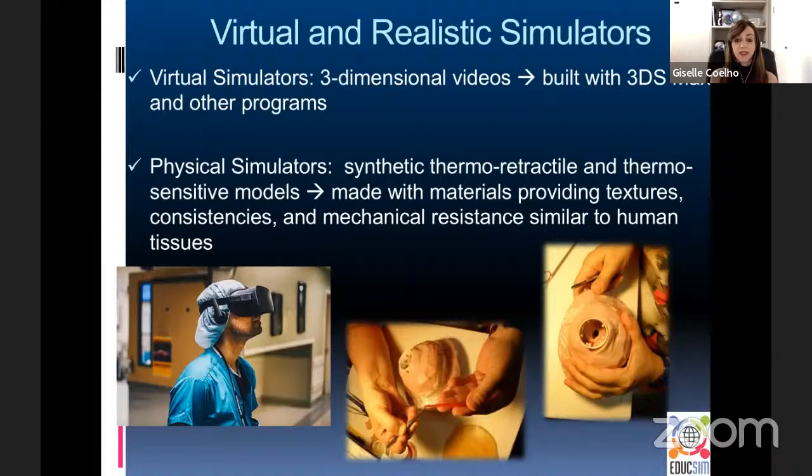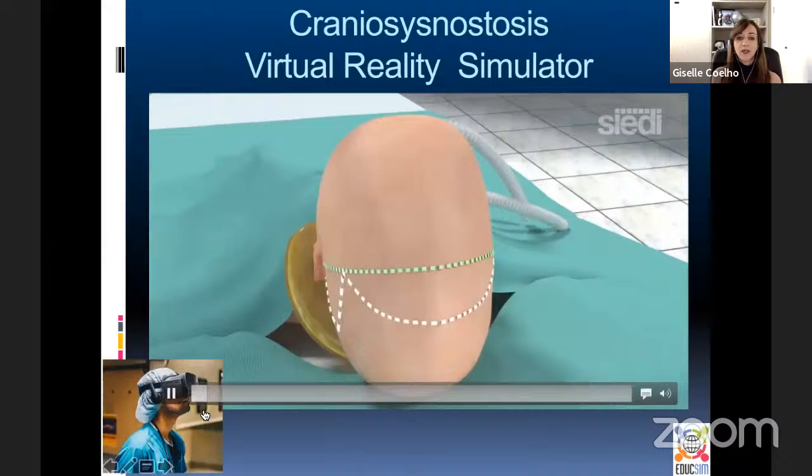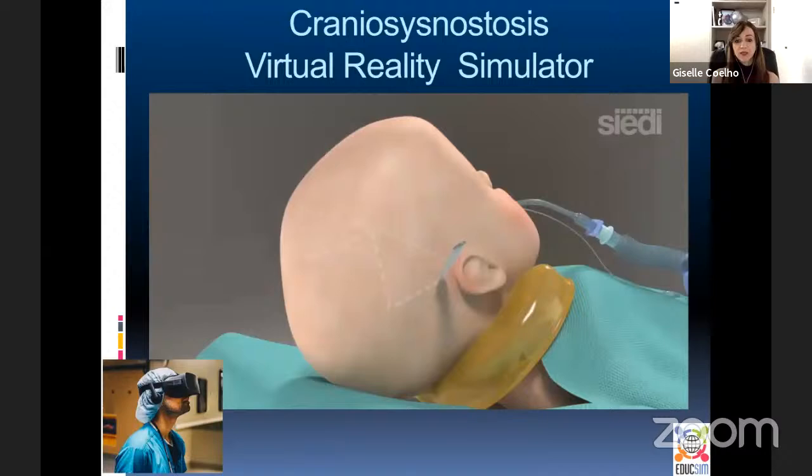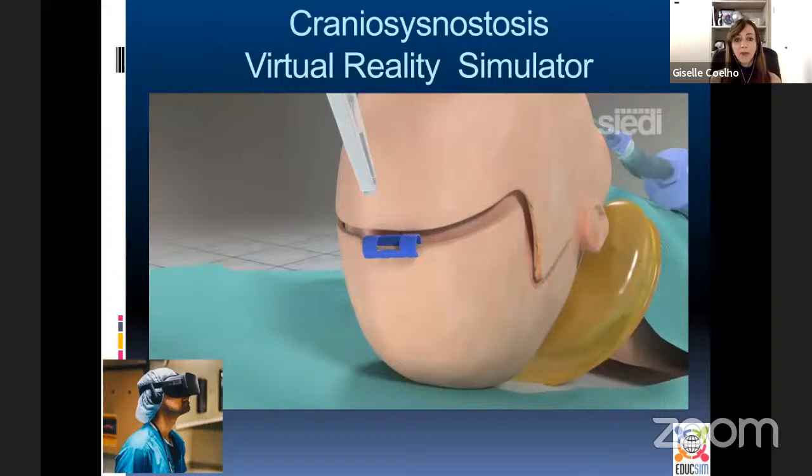This will be the first step. The second step will be the practice in the physical simulators, which have material with consistency, resistance, textures and mechanical resistance really similar to human tissues. Then it's possible to provide training with all tactile feedback. Here we are describing the virtual three-dimensional visualization and step-by-step of the craniosynostosis correction.